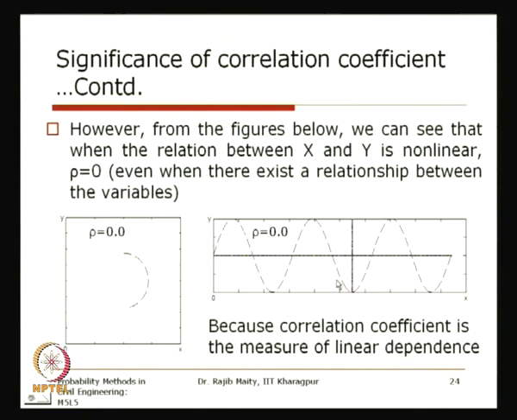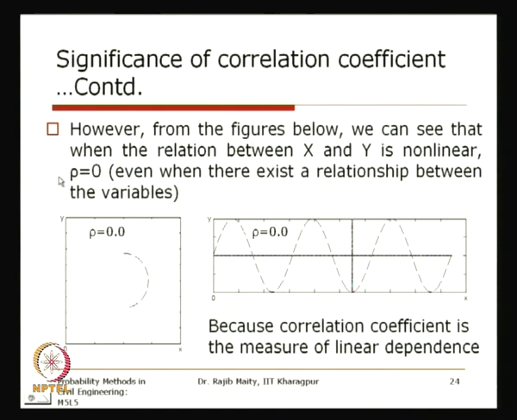However, one thing is also important to note: from the figures we have shown below, we can see that the relation between x and y can be non-linear. For example, a semicircular shape, where x and y are related through the equation of a circle, which is a nonlinear equation. Here there is a relationship with the sine curve. The relationship between x and y is perfect, but need not be linear. As long as the relationship is not linear, rho equals 0.